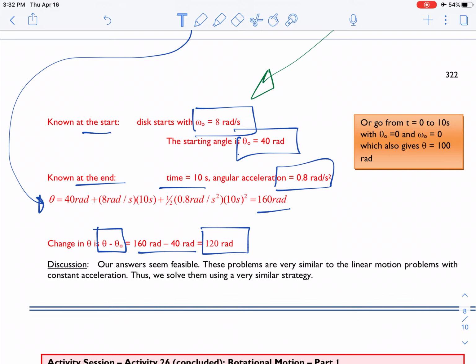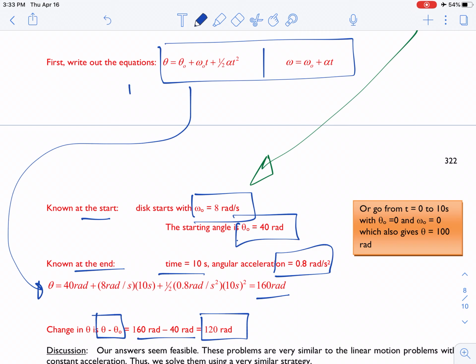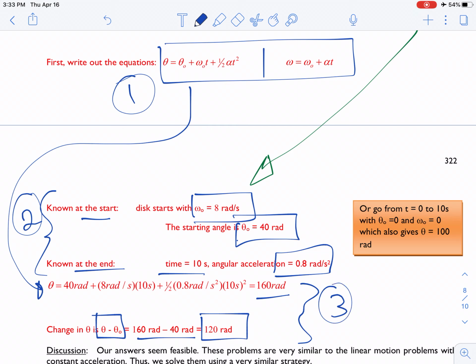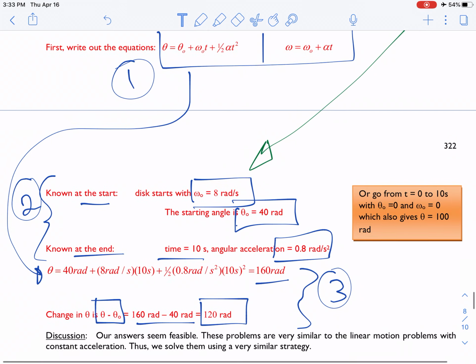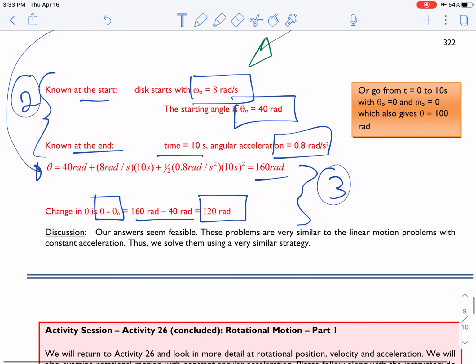And again, the answers seem feasible. These problems are very similar to the linear motion problems with constant acceleration. So we applied a similar strategy. We use a step-by-step process. Step 1 is, one more time, I'm going to repeat that. This is our step 1, writing the equations. Step 2 is writing what we know at the start and at the end. And this part is our step 3, where we plug things into the equations from the first step, and just solve for the unknowns. Okay.